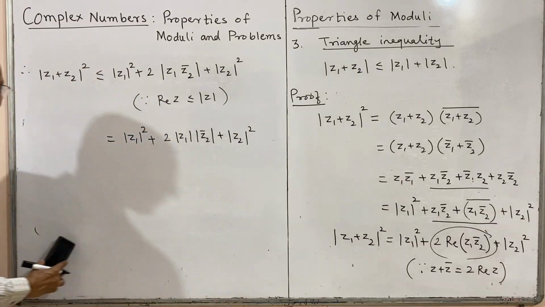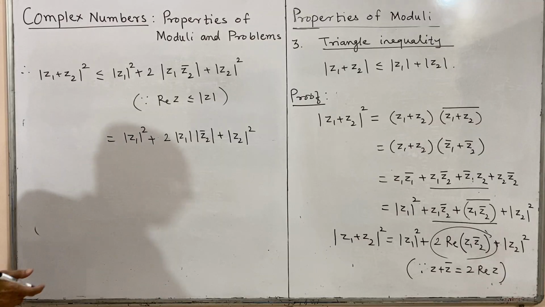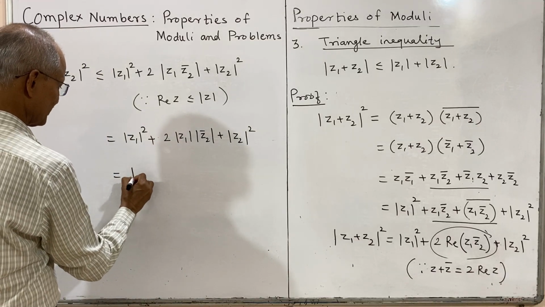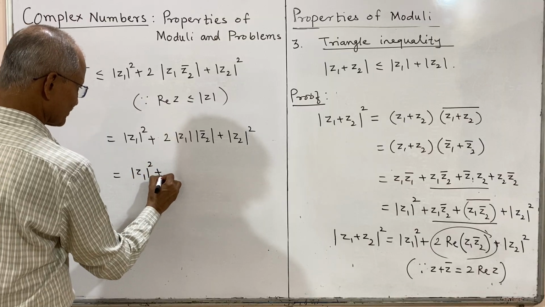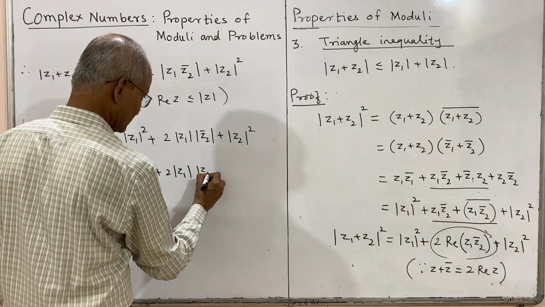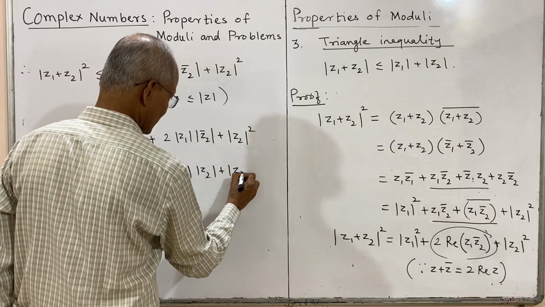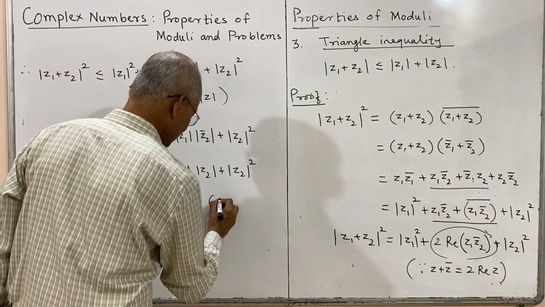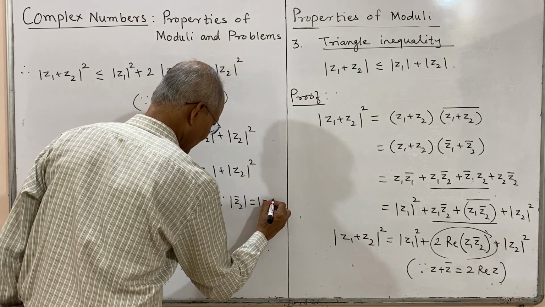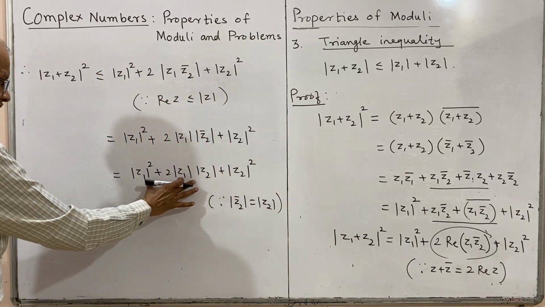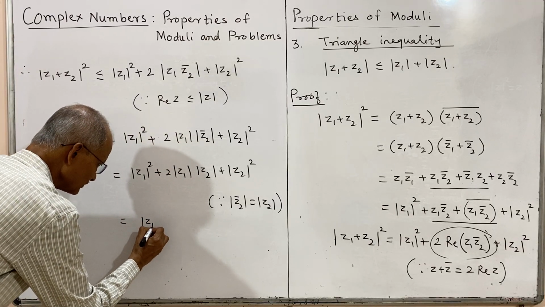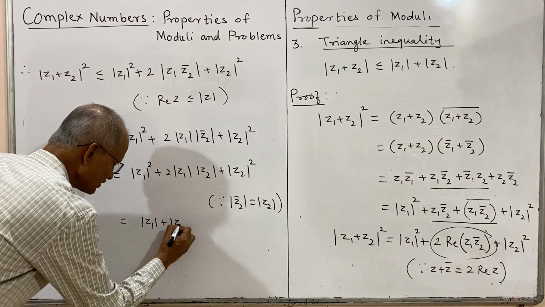The absolute value of a complex number is equal to the absolute value of its conjugate, and therefore this will be mod z1 square plus 2 mod z1 mod z2 plus mod z2 square, since mod z2 bar is equal to mod z2. But what is this? This is exactly the square of mod z1 plus mod z2.